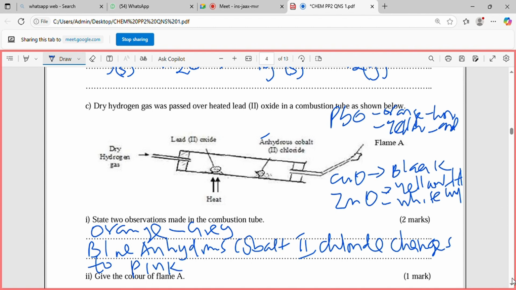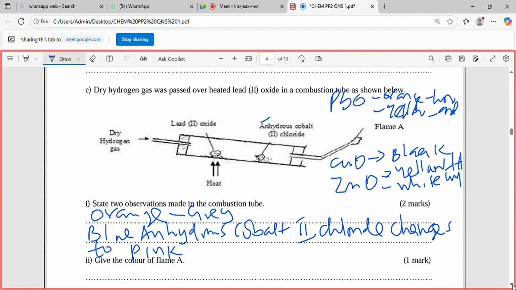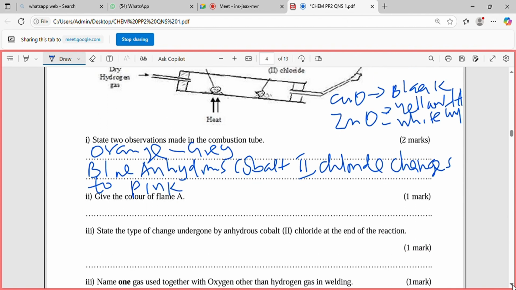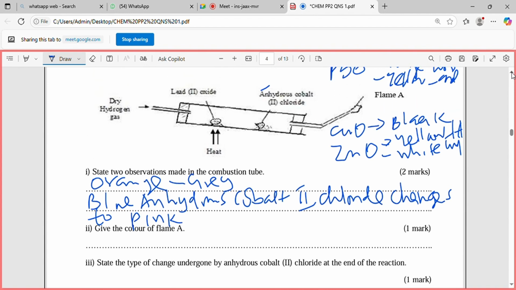Next, give the color of the flame. The color of the flame is blue. There are only two gases which burn with a blue flame in chemistry. Number one is carbon(II) oxide, number two is hydrogen gas. But in this case, it's hydrogen gas. So hydrogen gas burns with a blue flame.